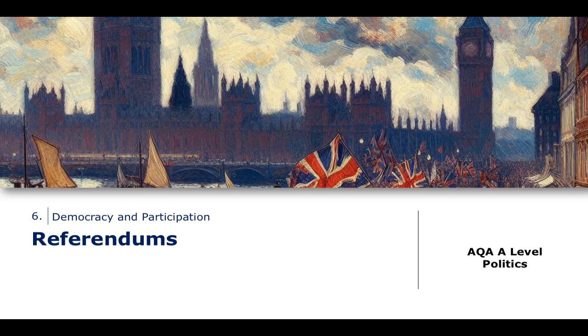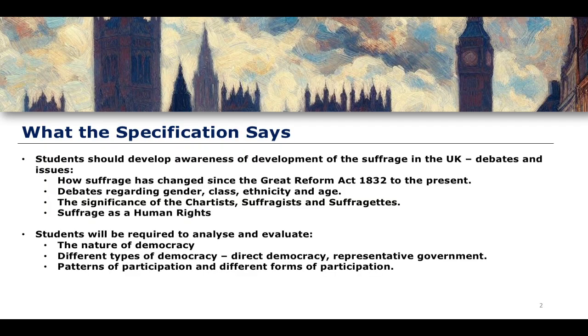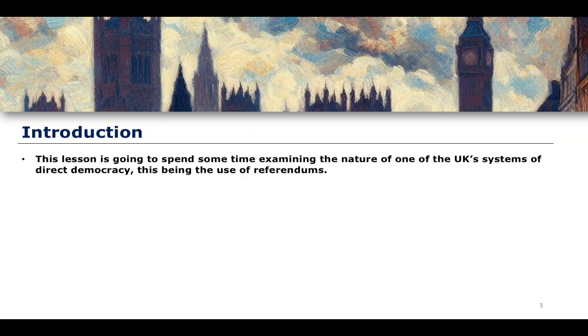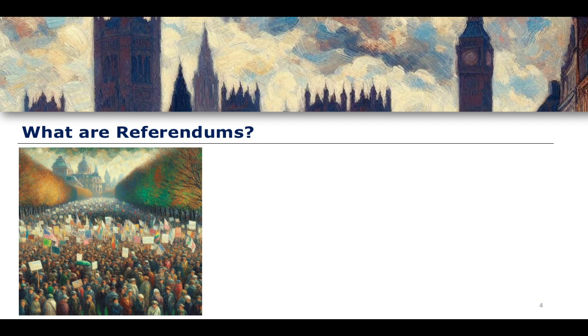And in the UK's political system, direct democratic participation can be seen when looking at the use of referenda and referendums. That is going to be the topic of this lesson, looking at the different types and forms of participation in the political process. The use of referendums is particularly interesting when it comes to the UK's political system.